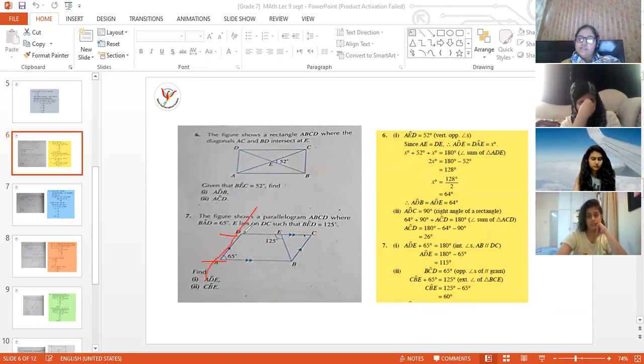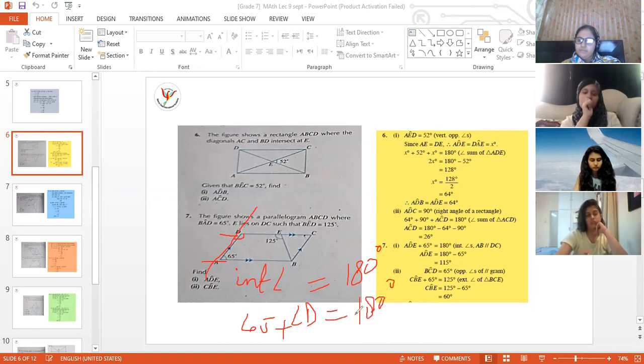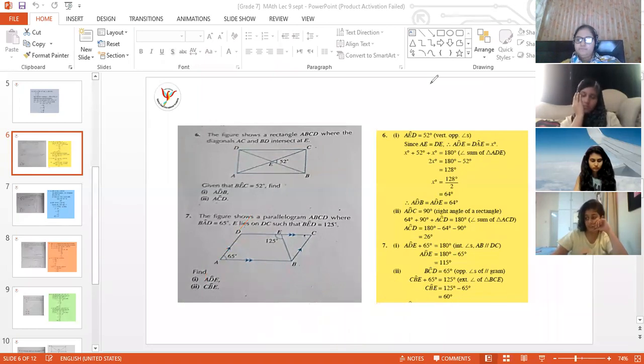The angles on the same side are interior angles, and the sum of interior angles is equal to 180 degrees. Is this clear? If this is 65 degrees, plus angle D is equal to 180 degrees, angle D is equal to 180 minus 65, so the answer will be 115 degrees. Is this clear to everyone?